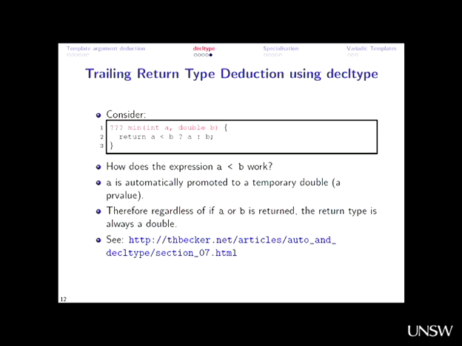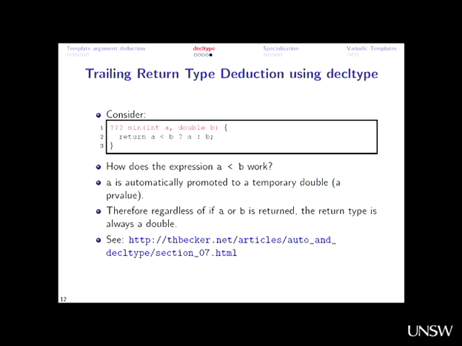We've talked about L values, we've talked about R values. There was a slide I deliberately didn't show you on Monday because I thought it was too confusing. There's another thing called X values, which are expiring values. There's yet another value type called a PR value, which I'm not going to go into detail on. Again, you can read about it. But a PR value is a pure R value. It's a pure temporary explicit value. And so A is promoted to one of these temporary double values. So when you get to the second part of this expression, the return type, where it's returning either A or B, this A is now this pure R value, this pure temporary double type. So regardless of whether A or B is returned, the return type is always a double.